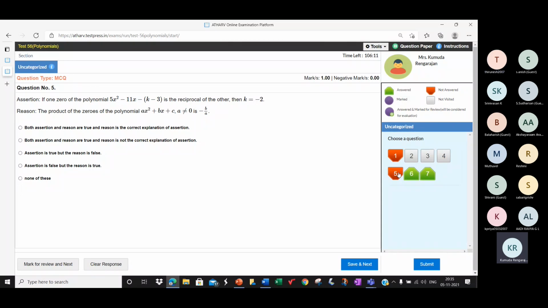Assertion: one zero is the reciprocal of the other. So, Tirunesh, sum rule or product rule? Product rule. Yeah, the product of the zeros is given by? What is the product given by? C by A. And what's the value of C by A? 1. Yeah, the value of C by A is 1.